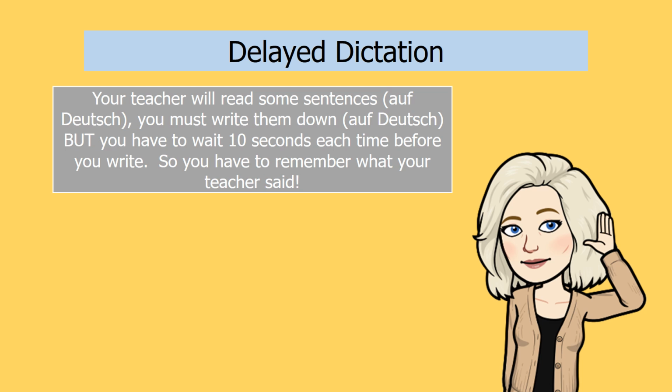Wir kaufen ein neues Handy. Wir kaufen ein neues Handy.